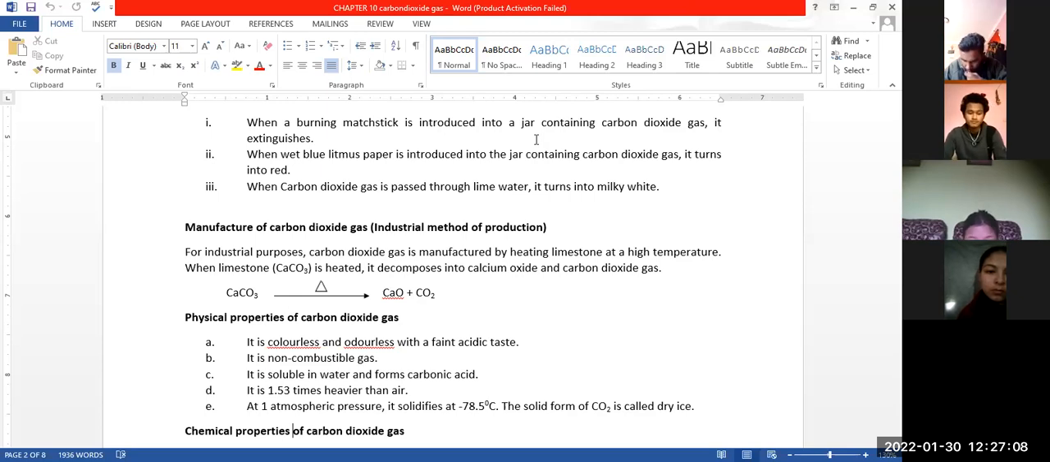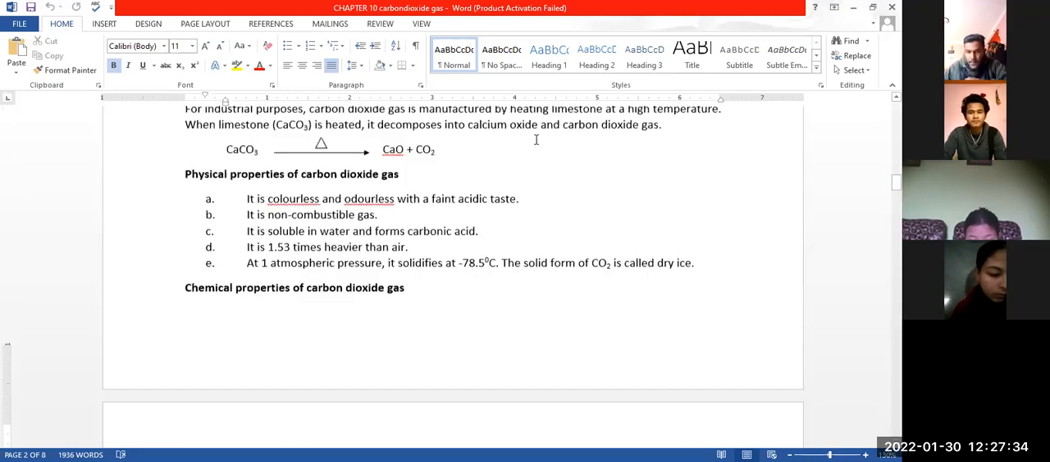It is heavier than air. At 1 atmospheric pressure, it solidifies at minus 78.5 degrees Celsius. This is the exact temperature at 1 atmospheric pressure, or generally we can say minus 78 degrees Celsius. The solid form of carbon dioxide is called dry ice. This is also an important question: what is dry ice? The solid form of carbon dioxide is called dry ice.